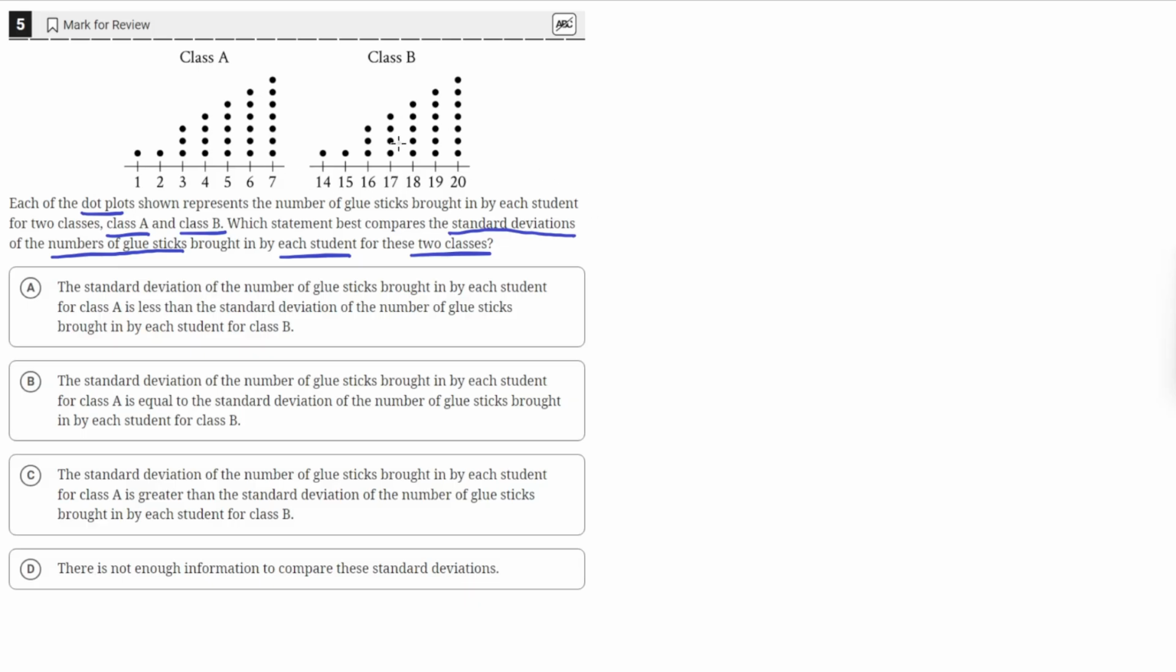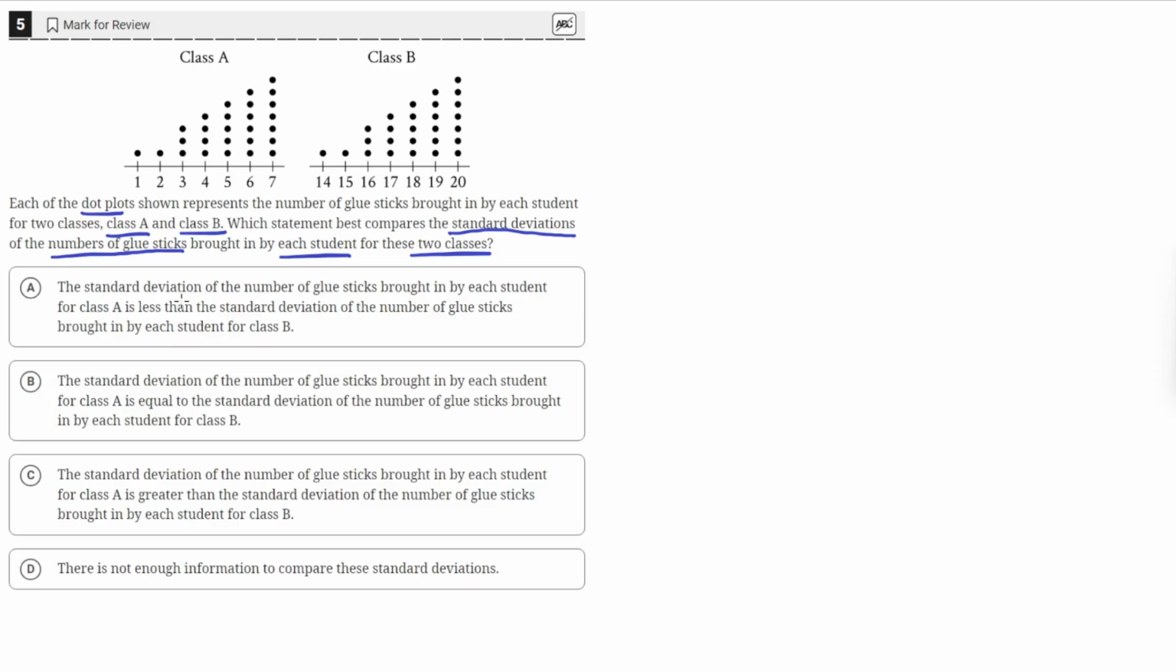But since the shape of these two dot plots are the same, that means that the data has the same level of spread for both plots, and that means that the standard deviation for both of these plots is the same. So the correct answer choice would state that the standard deviations of both of these plots is the same, since the shape of both of the plots is the same.